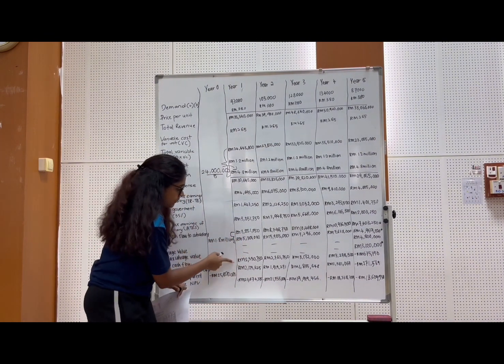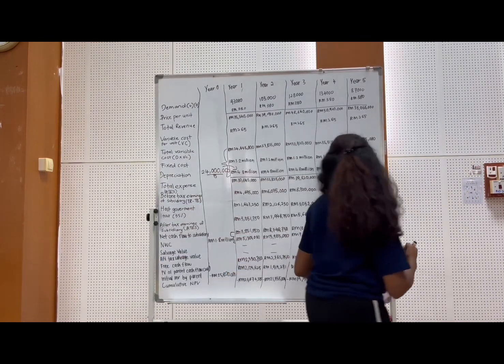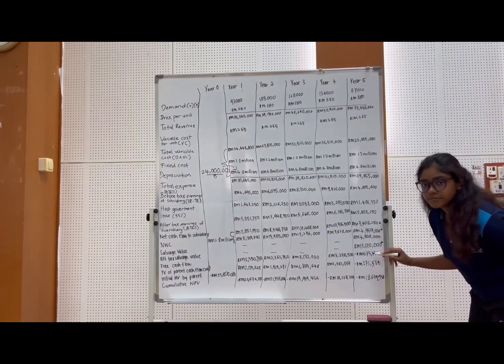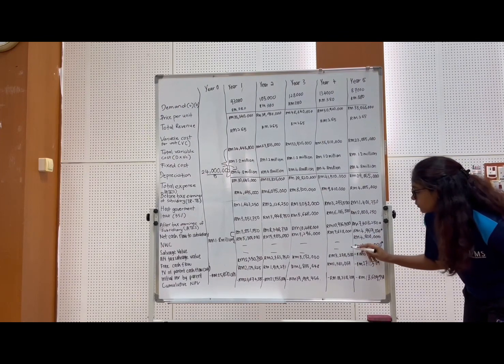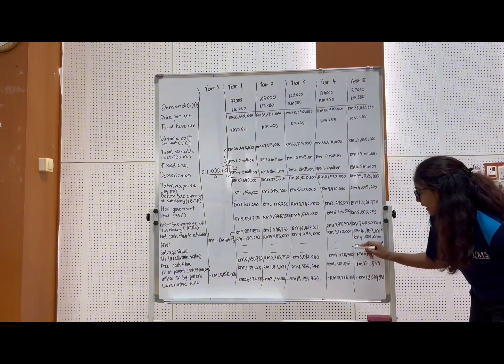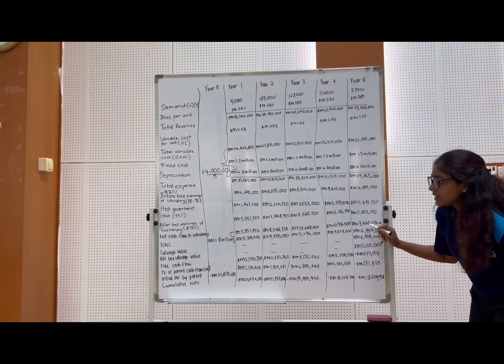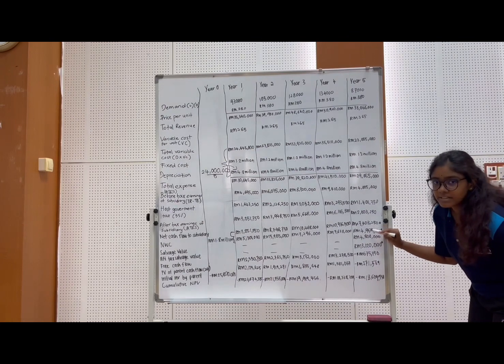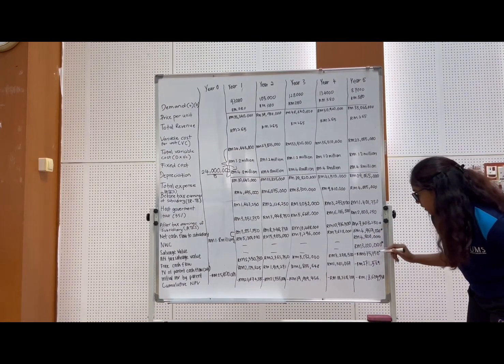If we minus, we will get this amount. Repeat the same step until here, until the 4th year. In the 5th year, we have to do it like this because we have after-tax salvage value. So net cash flow to subsidiary minus net working capital minus after-tax salvage value. So we will get this amount.